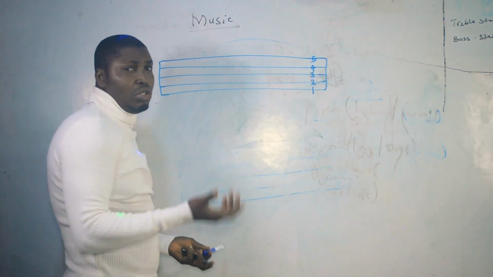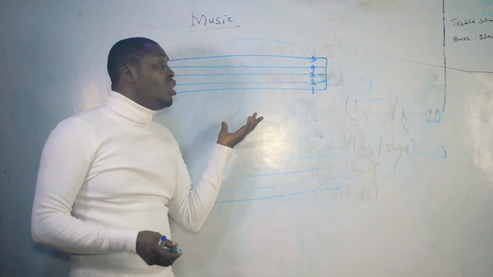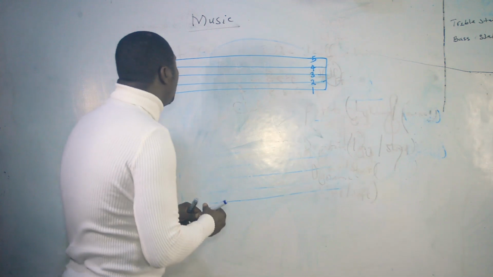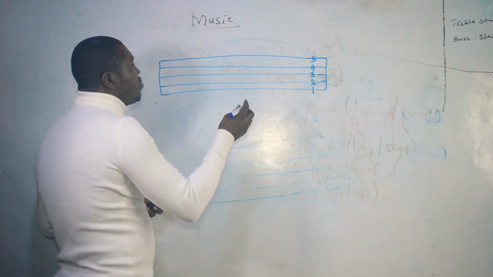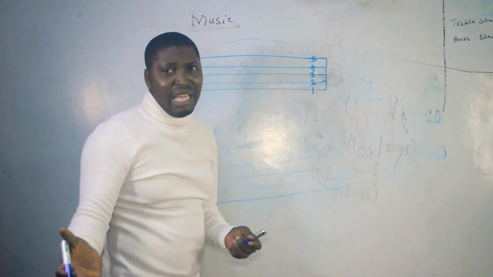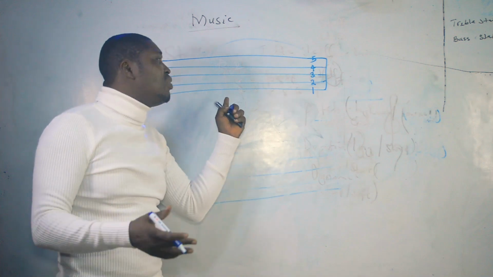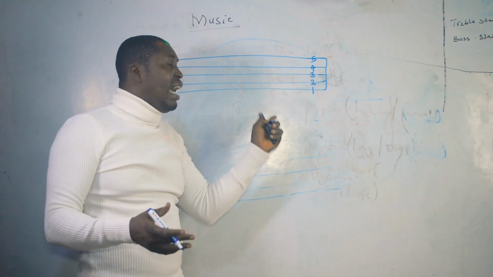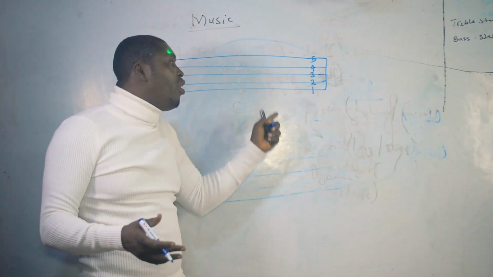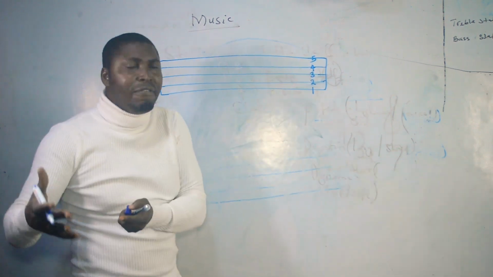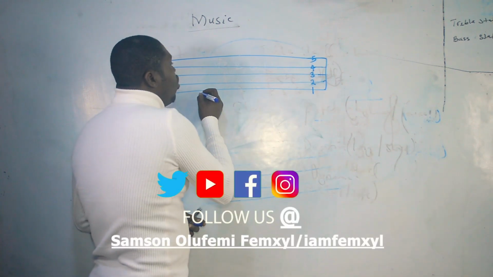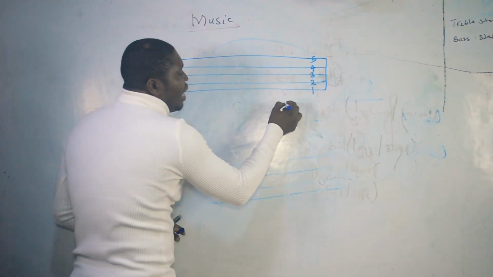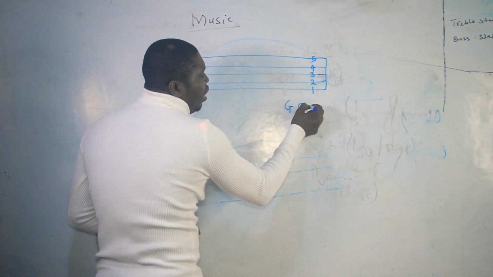Now this staff is useless because we don't even know the name. We don't know which type of staff it belongs to. So you can come and add one of the clefs. A clef will tell you the type of staff it is, and the names of the lines and spaces in alphabet. Therefore, we put our first clef. Let's use our G clef for example.